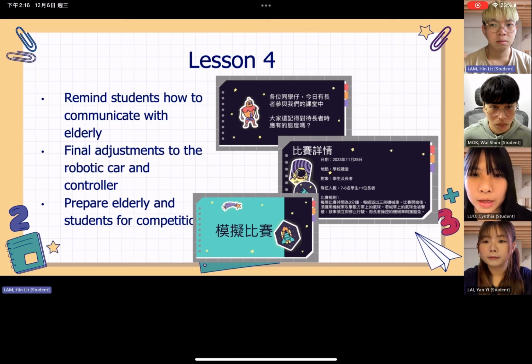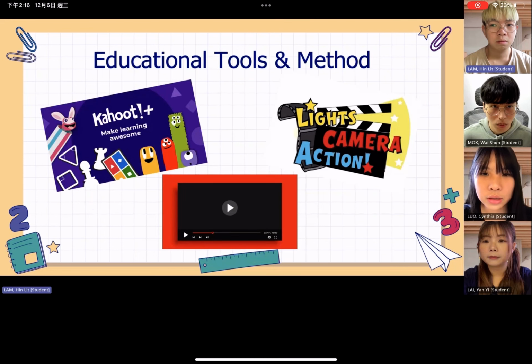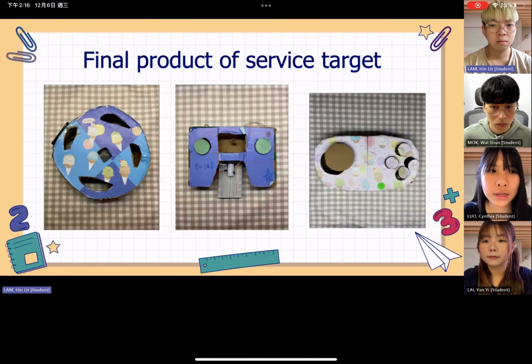Next page. Next. This slide shows the different controllers the students made. Then I will pass to Chloe to talk about the impact on the service recipients.